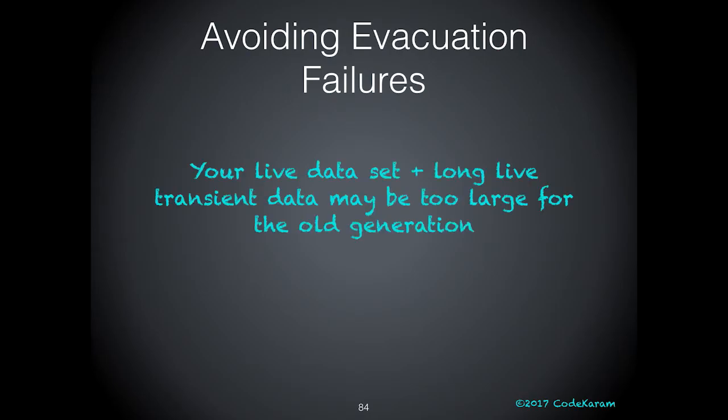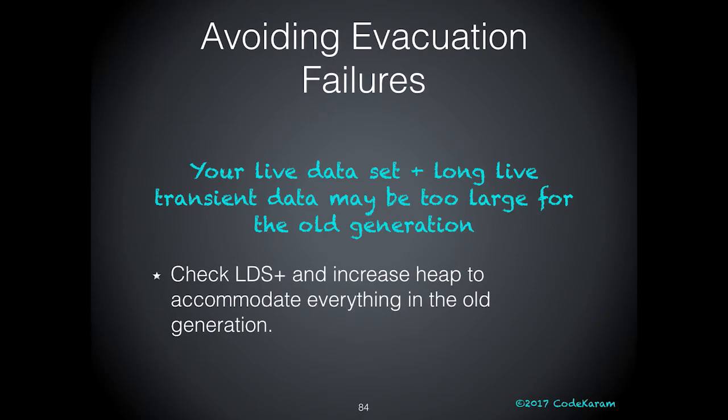Your live data set and long-lived transient data may be too large for the old generation. When people talk about live data set, they only think about the live data. What about your transients? After you age them, you are promoting those objects into the old generation, and these are your transient live data, right? So you have to accommodate them too. And then remember humongous objects too. So check your live data set plus everything else and increase the heap to accommodate that in your old generation.